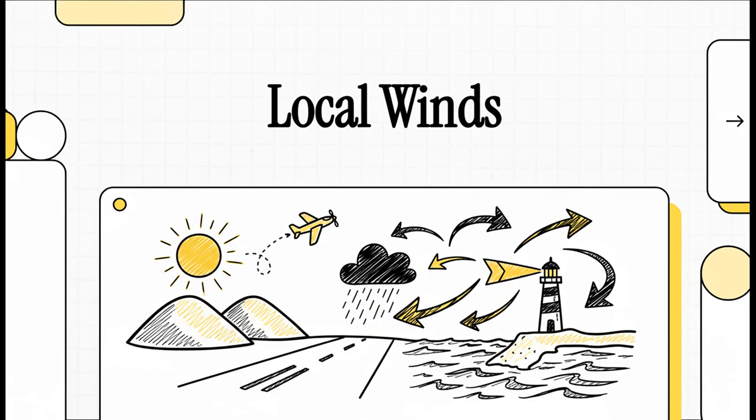Today, we're going to decode the invisible currents that can totally shape our flights, local winds. From takeoff and landing to flying low, understanding these is absolutely key, so let's jump right in.